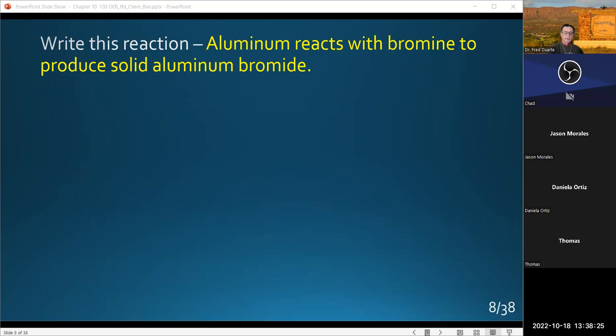Here's an interesting reaction. Aluminum reacts with bromine to produce solid aluminum bromide. So we have aluminum, and we're talking about the element. So it's aluminum solid, reacts with bromine, which we know is diatomic, to produce solid aluminum bromide.